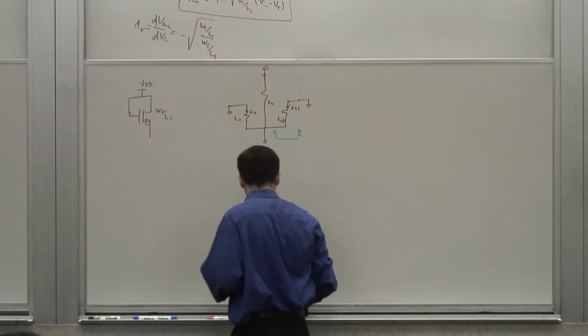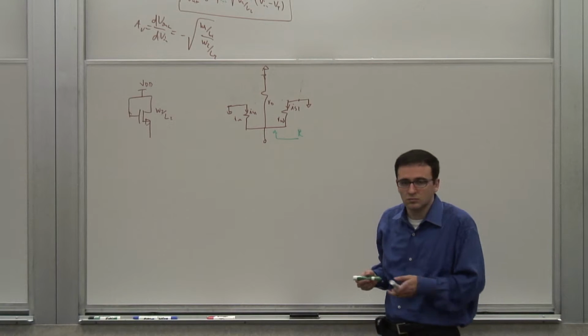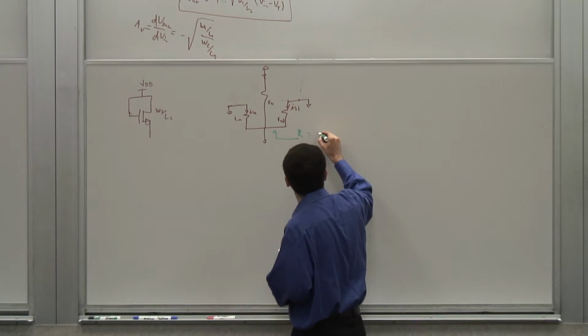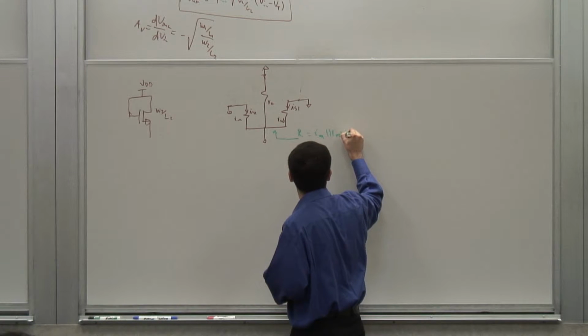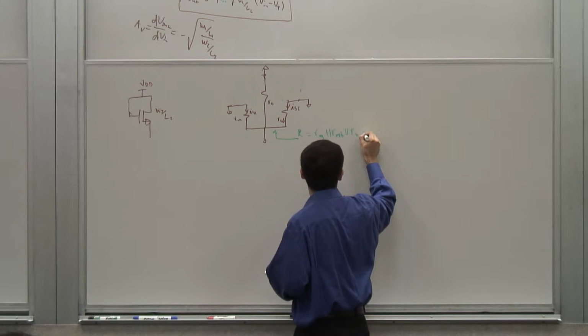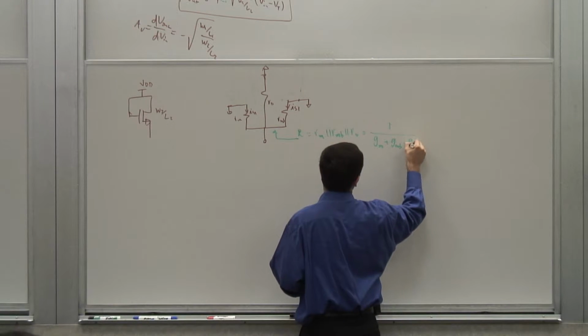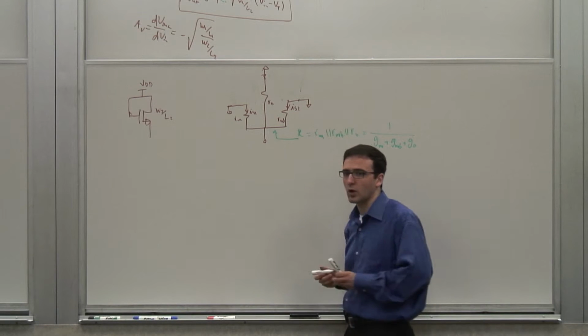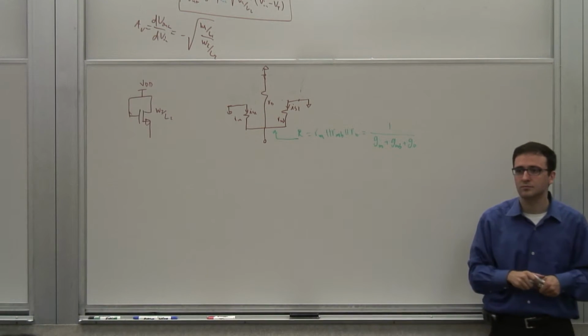Okay, so what do I see? What is the impedance looking into here? It's Rm in parallel with RMB in parallel with RO. Or you could write it as 1 over the conductance: 1 over Gm plus GMB plus GO, where GO is by definition 1 over RO. Right, that's another way of writing this.